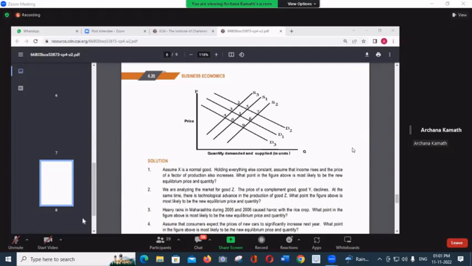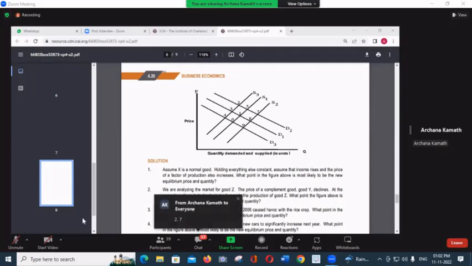Technological advancement. There is a technological development in the production of the commodity. So the supply curve is shifting to S2. That is also 0.7. D2 and S2 are intersecting at 0.7.